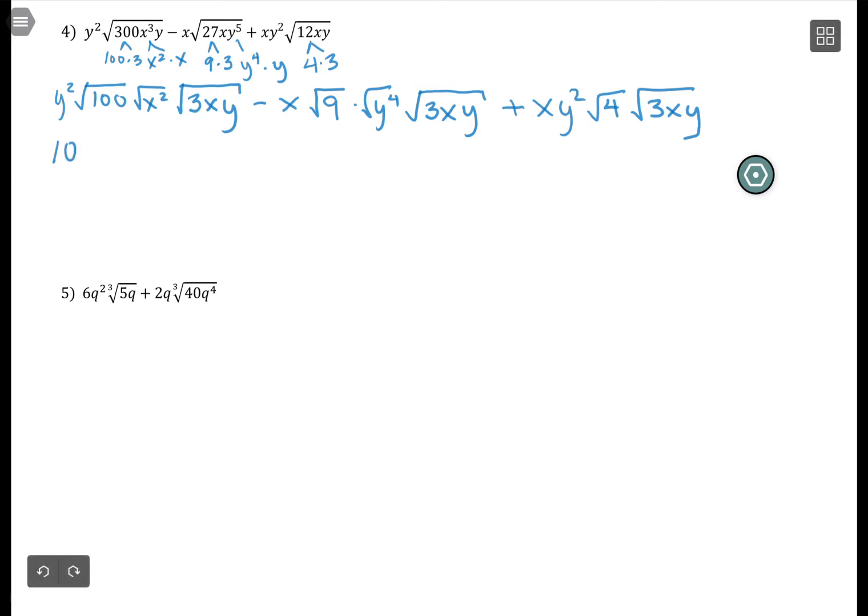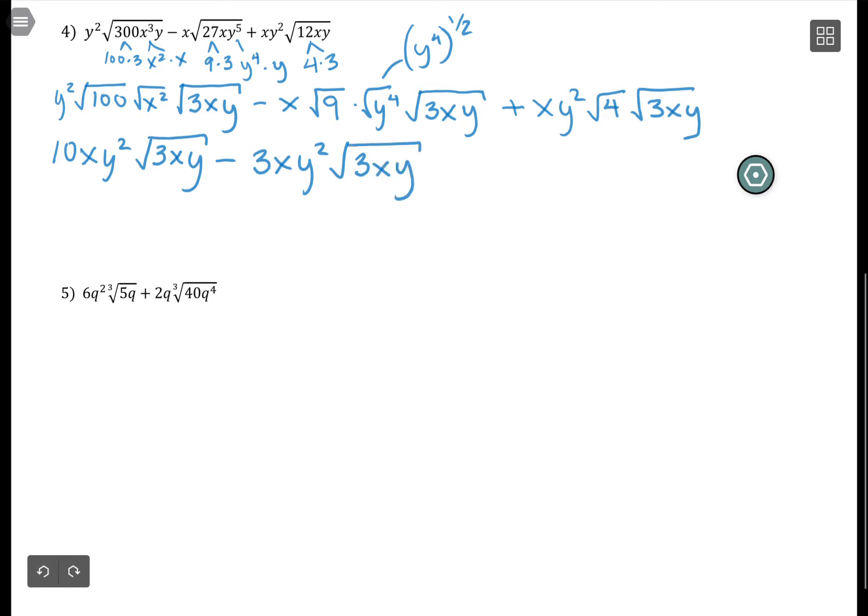Oh, sorry for the yawns. x, y squared, square root 3xy. For the second one, I'm going to get a 9x. The square root of y to the 4th, remember that's like y to the 4th to the 1/2. When you multiply that, you get y squared. Really looking good. The variables out in front and the radicals match.